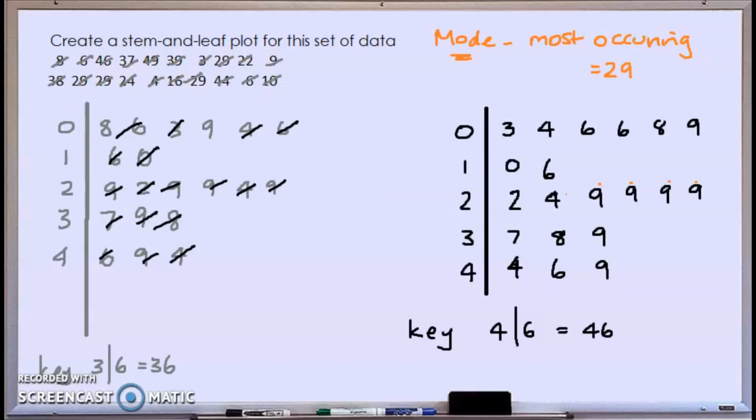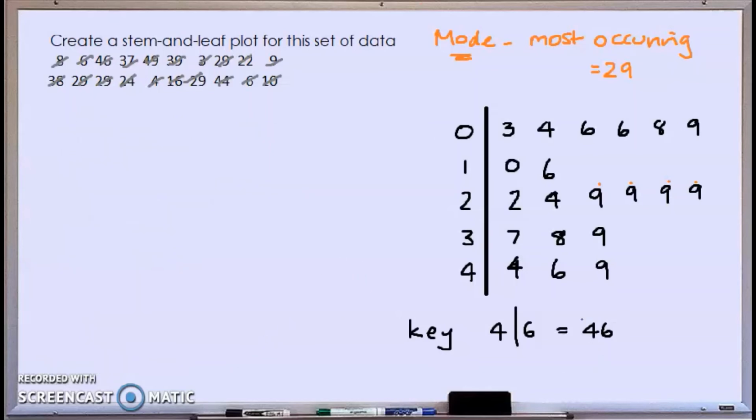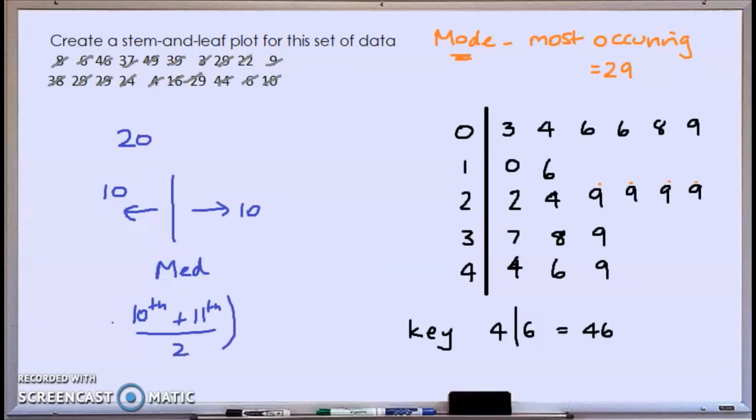I've now got them in order, so it makes it easy for me to find the median. If I have 20 numbers, then my median is going to be between the 10th and the 11th. And that's because with 20 numbers altogether, my median is in the middle, and I'm going to have 10 numbers on one side and 10 numbers on the other. So therefore the median is going to be the average of the 10th number plus the 11th number divided by 2. That's what it's going to be.